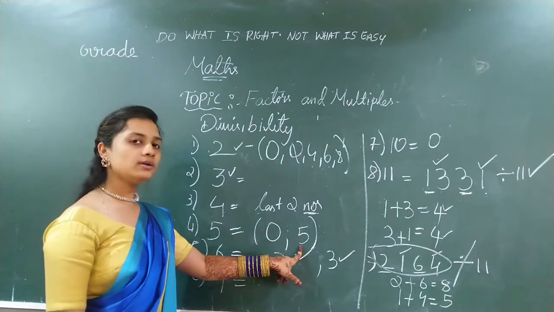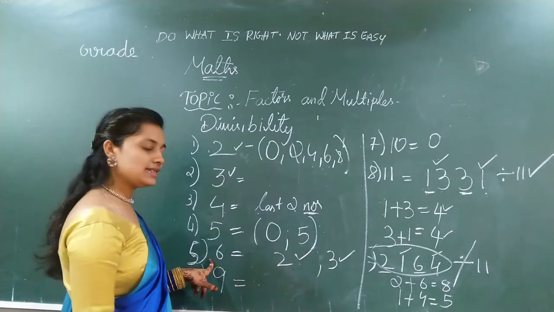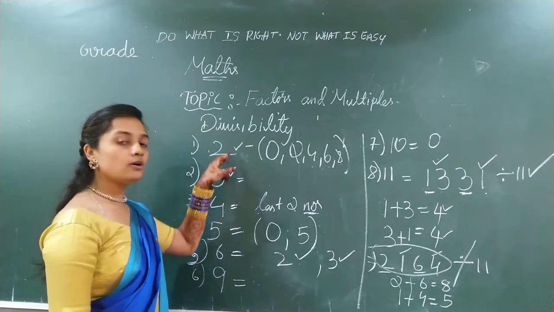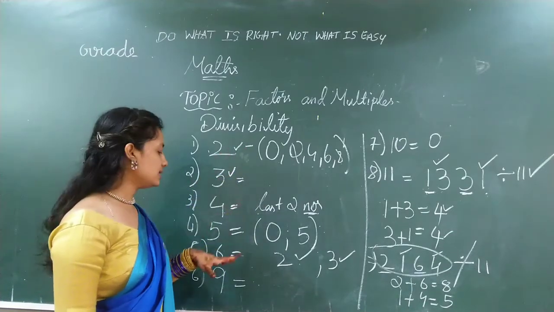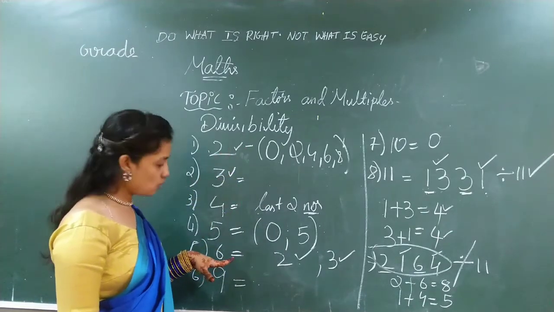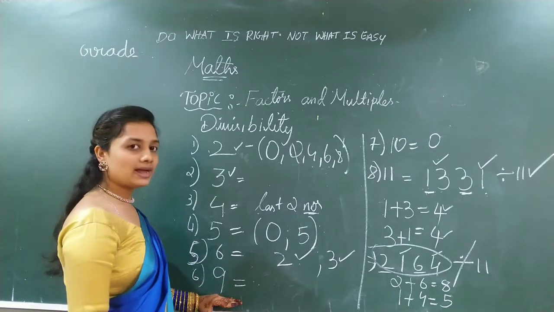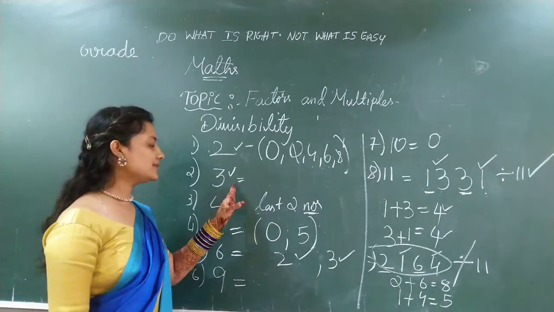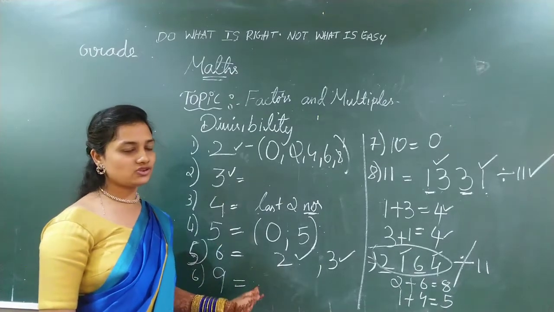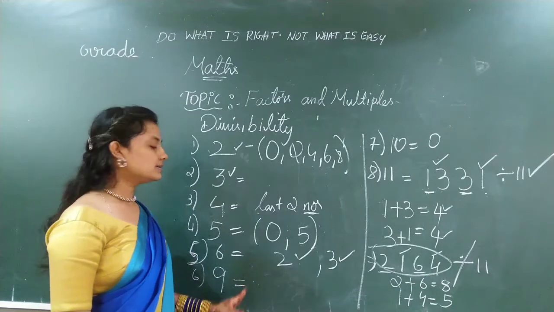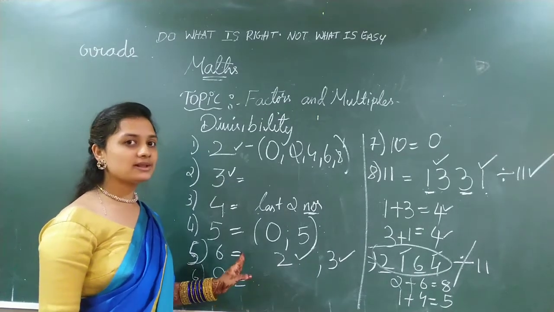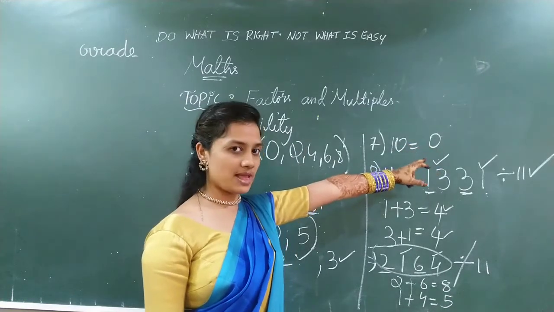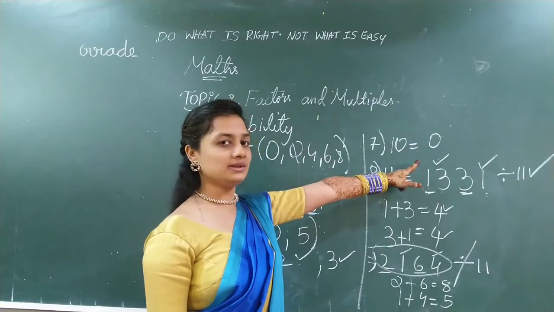0 or 5. For 6, the number should be divisible by 2 and 3. If it is divisible by both, then it is divisible by 6 also. Next, for 9, you should check, same as for 3, add all the numbers and check whether the sum comes in the table of 9. For 10, you should have 0 in the ones place. Only then it will be divisible by 10.